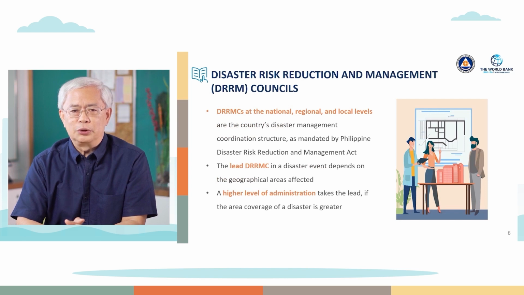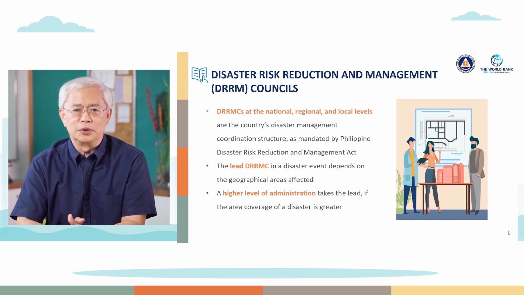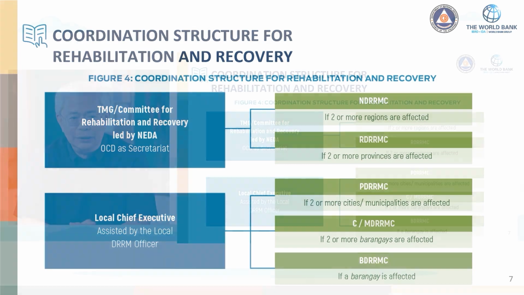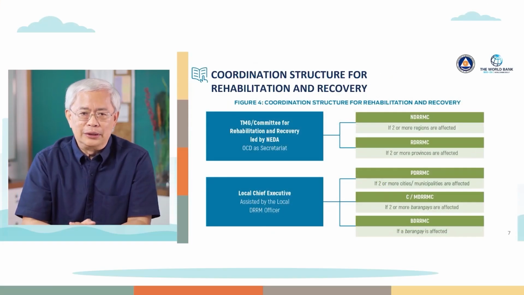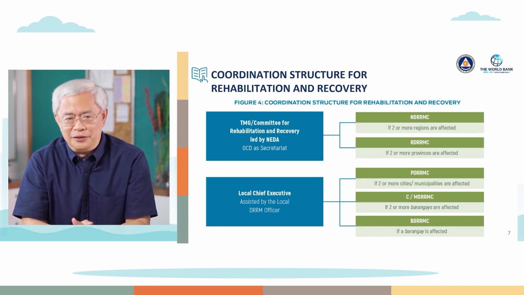There are essentially two main units concerned with rehabilitation and recovery planning and implementation coordination. The local DRRMC is the primary disaster management coordination structure at the local level as per RA 10121. But there are situations where the lead DRRMC would vary depending on the geographical areas affected by a particular disaster. This is shown on the slides.